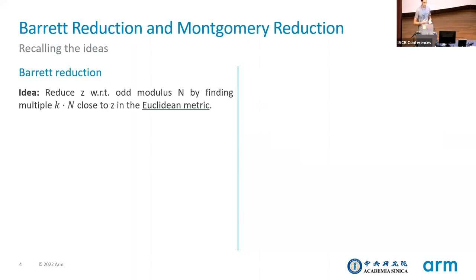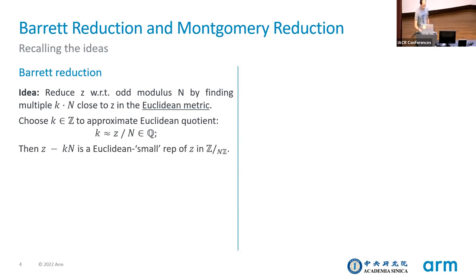So the idea of modular reduction: you have a number Z, which you'd like to reduce with respect to some modulus N. So what you want to do classically is find a multiple of the modulus which is close to the number you aim to reduce with respect to the Euclidean metric, the standard metric on numbers. And you do this by picking for this multiple some integer approximation to the rational quotient of Z divided by N. So the best choice you would normally make is the actual rounding of Z over N to an integer, but some other close-ish integer might do as well. And then Z minus kN is a small number in the Euclidean sense, and it's the same modulo N. So you have achieved your goal of finding a smaller representative.